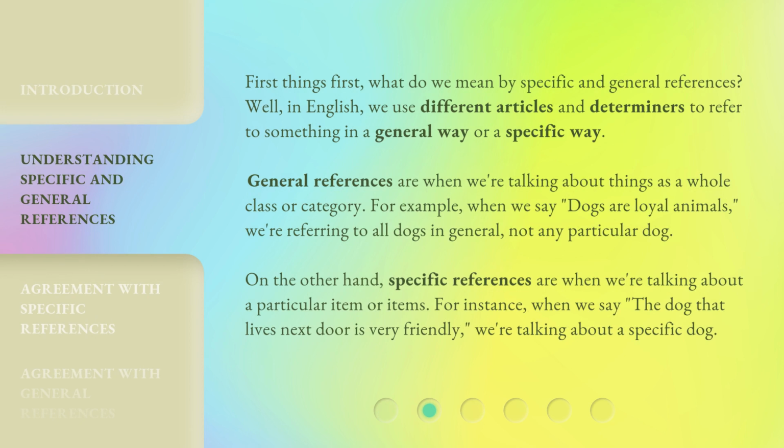First things first. What do we mean by specific and general references? Well, in English, we use different articles and determiners to refer to something in a general way or a specific way. General references are when we're talking about things as a whole class or category. For example, when we say, "Dogs are loyal animals," we're referring to all dogs in general, not any particular dog. On the other hand, specific references are when we're talking about a particular item or items. For instance, when we say, "The dog that lives next door is very friendly," we're talking about a specific dog.